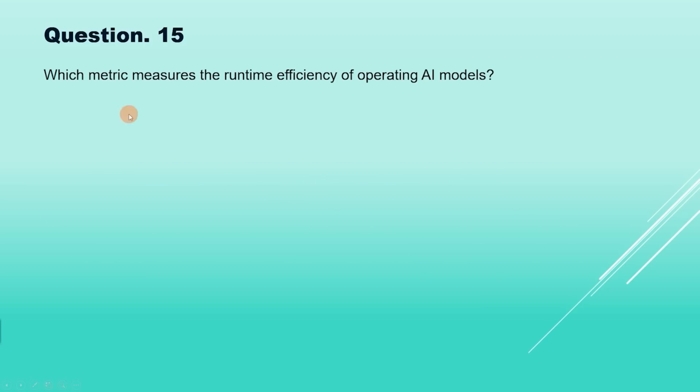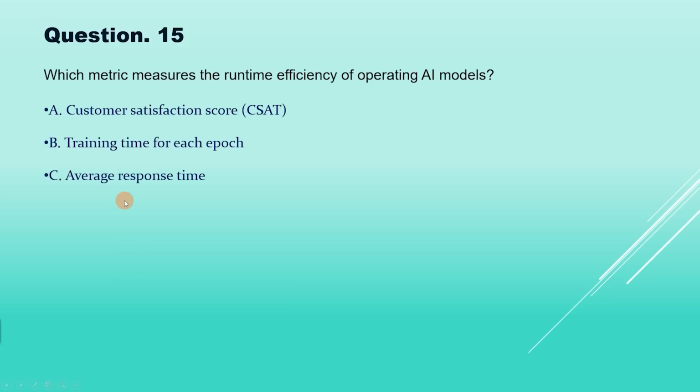Now question number 15. Which metric measures the runtime efficiency of operating AI models? Here are the options. Option A, customer satisfaction score, CSAT. Option B, training time for each epoch. Option C, average response time. Option D, number of training instances. Take your time to guess the answer.